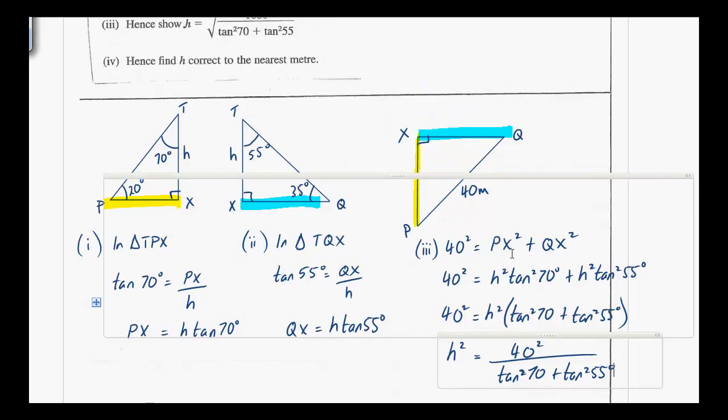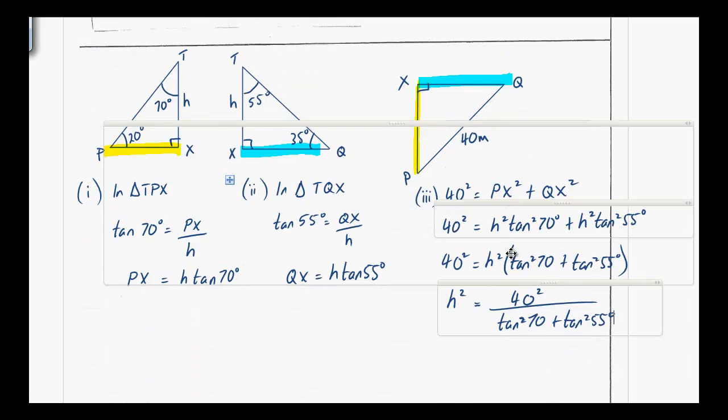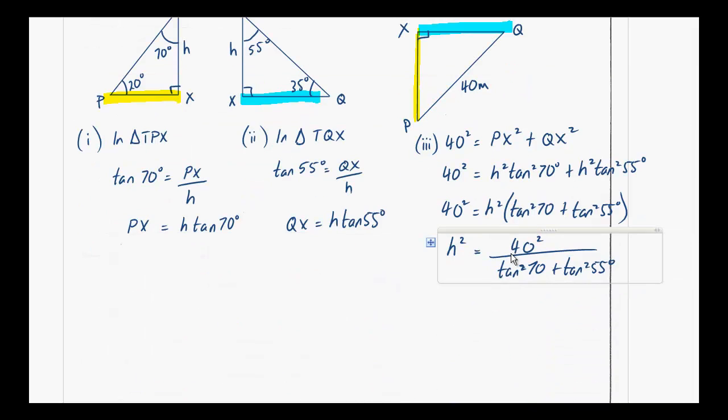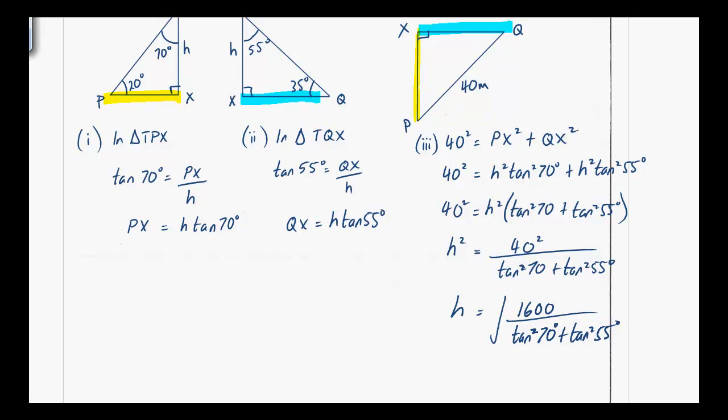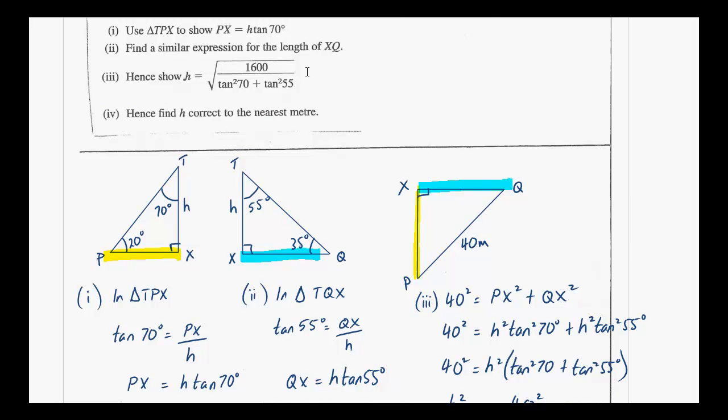And our final step to get it to look like the question asked, first thing you'd probably see is that the 40 squared has been changed. 40 squared is 1600. That's where that comes from. Then we've got the tan squared 70 plus tan squared 55. And because we are finding H, not H squared, we then square root that. And that's part 3, matching up to what the question asked right there.